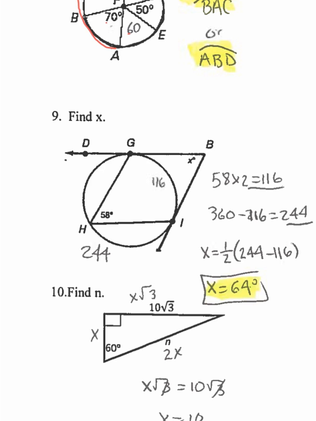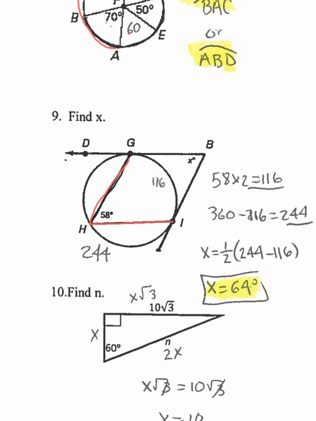Number 9, find X. So this is not a quadrilateral GBIH, right? I mean, they connect, but it's not an actual parallelogram or anything. What you have is 2 separate angles, one formed inside at H. You could even really see that because I matched the line, you have this inscribed angle at H.